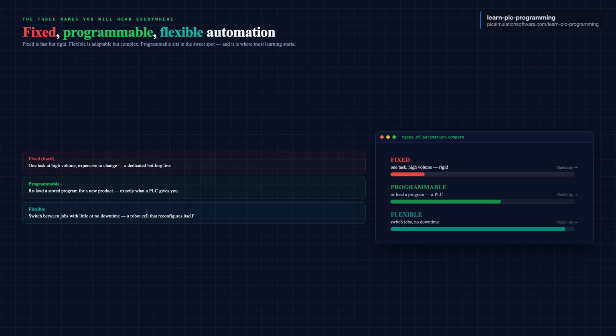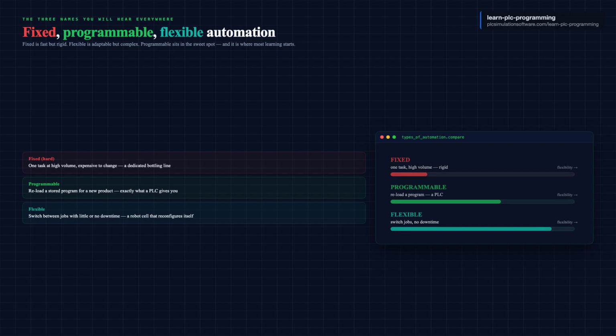First, fixed automation, sometimes called hard automation. It is built for one task at very high volume, and it is expensive to change. Think of a dedicated bottling line that does one bottle, one way, all day. Second, programmable automation. It runs a stored program that you can reload for a new product. That is exactly what a PLC gives you. Change the program, change the job.